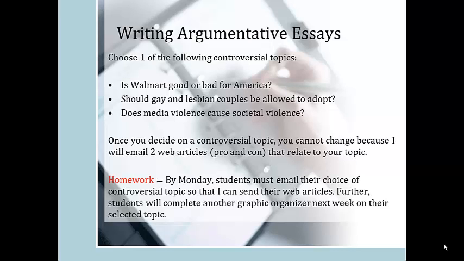So here are the topics. Is Walmart good or bad for America? Should gay and lesbian couples be allowed to adopt? Does media violence cause societal violence?